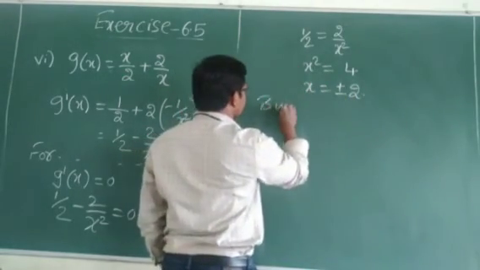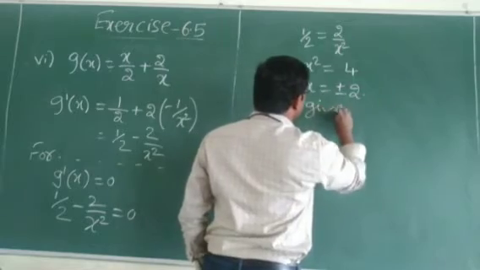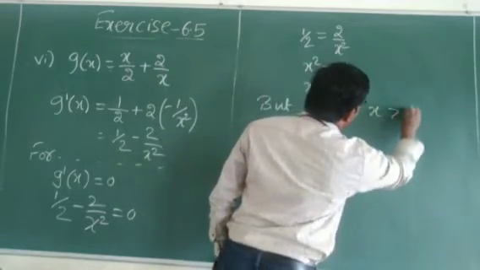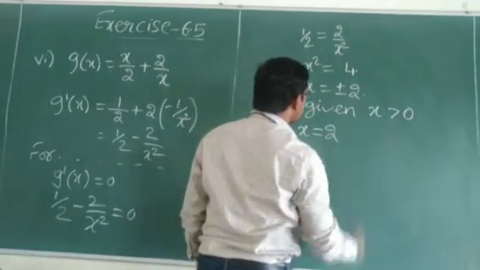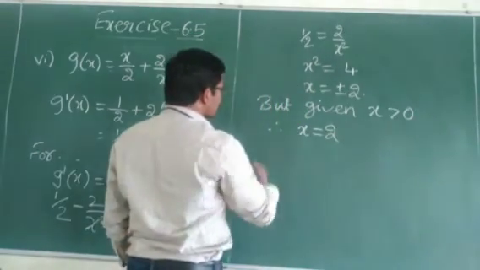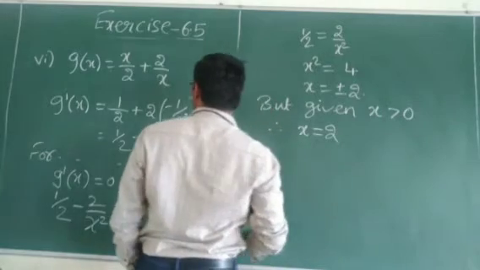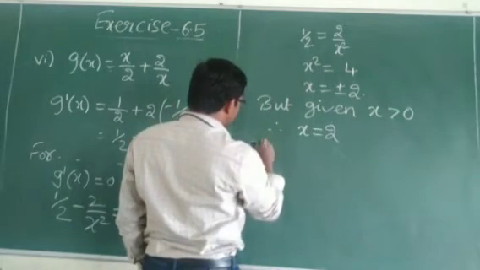But given x greater than 0, we consider only x equal to 2. Now this is the critical point. So we find the second derivative.